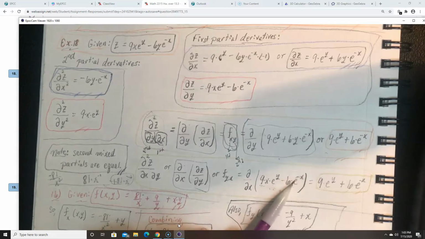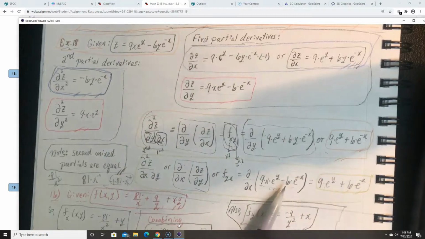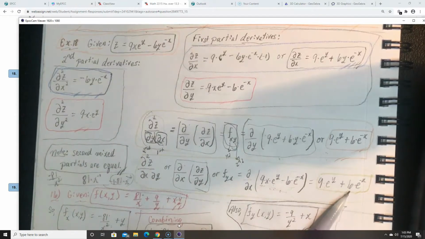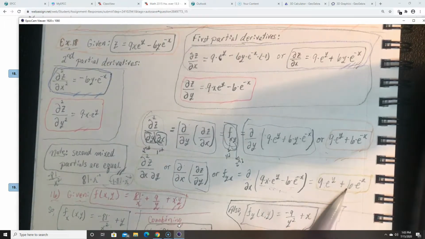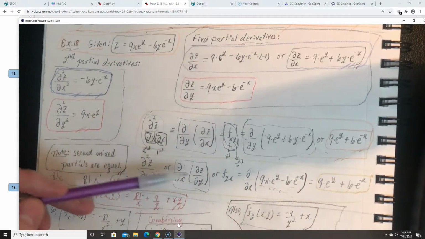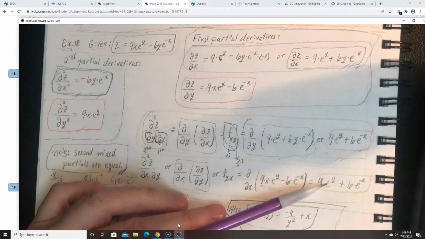So the derivative of e to the negative x is e to the negative x times the derivative of the exponent, which is negative 1. But the negative 1 times the negative 6 that was waiting becomes a positive 6. So positive 6 e to the negative x. And notice, this second partial derivative, where we first differentiate with respect to y and then with respect to x, we get this.